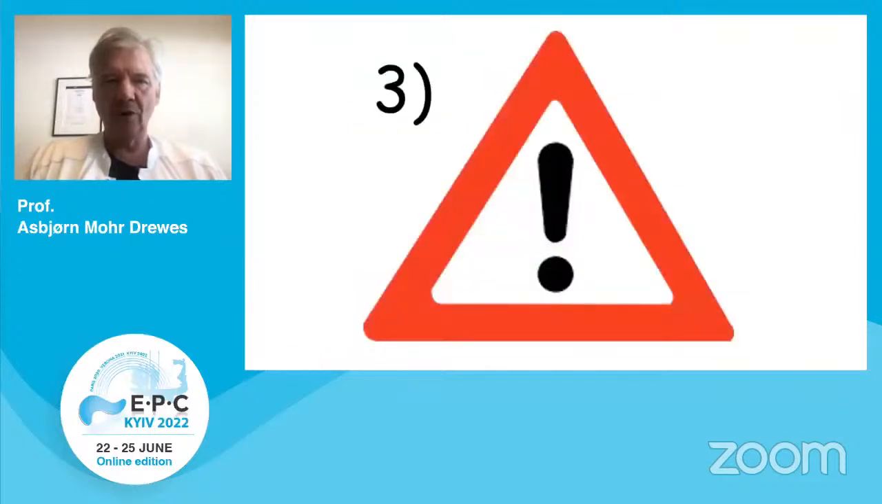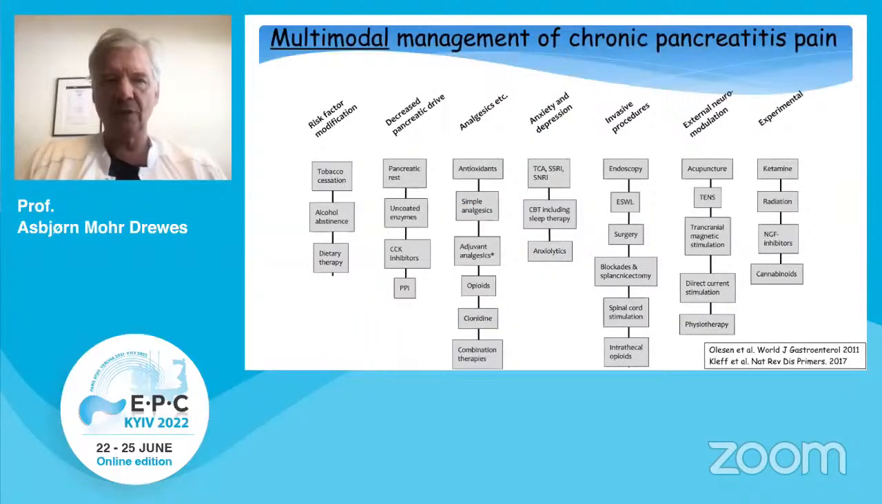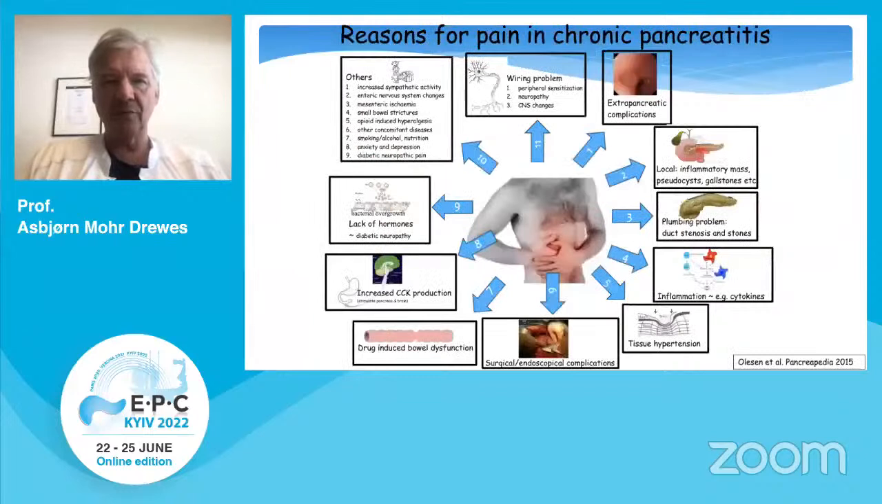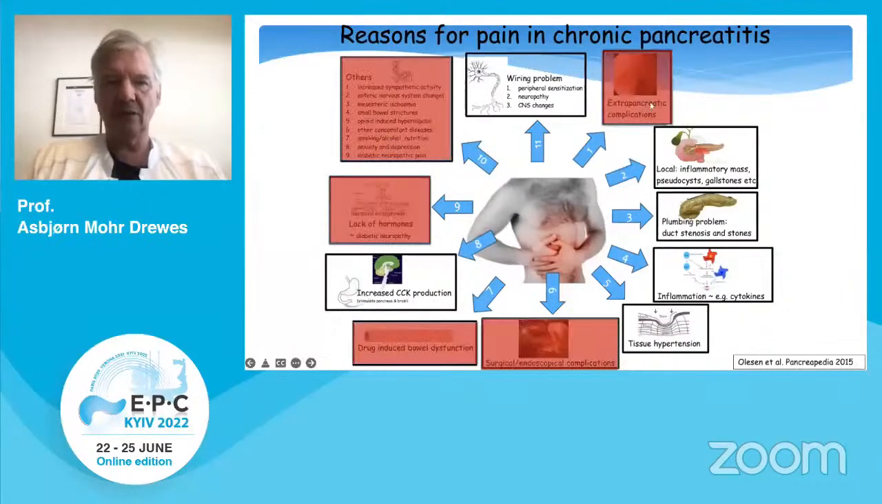And the third warning I want to give you is that you should be aware that this is really complex. As I showed in one of my first slides, management is multimodal, and what happens very often is that the pancreatologist does not believe that he or she can manage such complicated patients and leaves it to the pain clinic, for example. The problem is that there are many reasons for pain in chronic pancreatitis. Some of them are related to the pancreas, others are not. And for example, if patients develop a peptic ulcer, surgical complications, drug-induced bowel dysfunction, diabetic neuropathy, ischemia of the gut, and so on, that can never be found by the pain clinic. It's only you as treating physicians that can manage all these different complexities that we see in chronic pancreatitis.